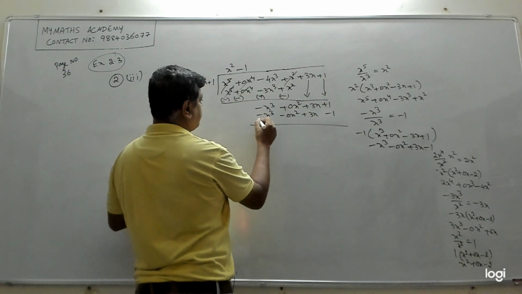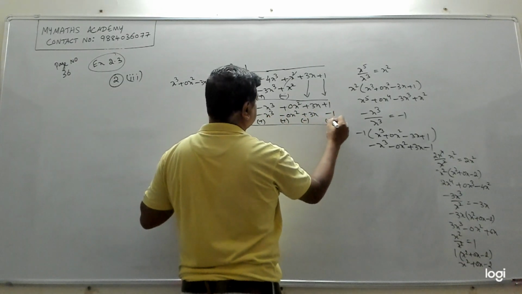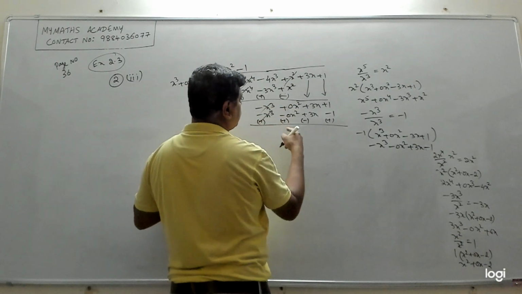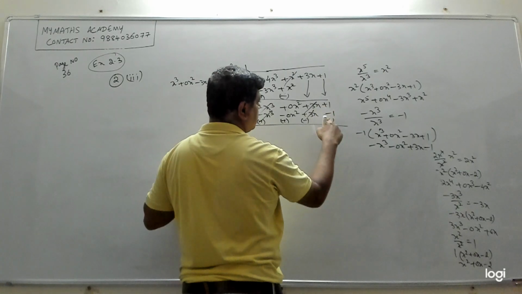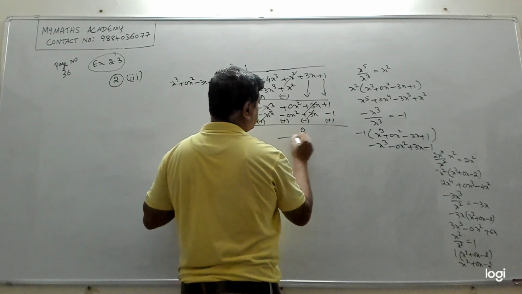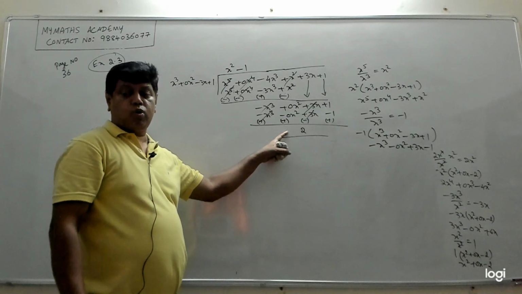And then we have to subtract. So plus will become minus, this will become plus. Cancel. Anyway 0. This is also getting cancelled. Minus plus 1, so plus 1 plus 1 is 2. So the remainder is not equal to 0. So it is not a factor.